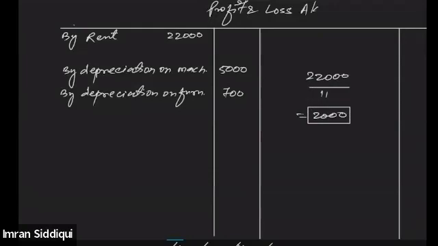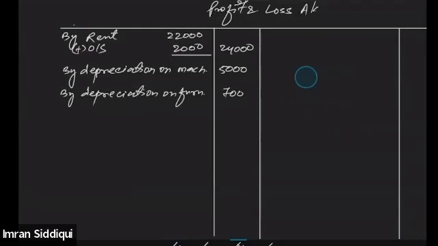All right. So if the rent has been paid in respect of 11 months, that means 1 month rent is still pending. So outstanding rent is 2,000. So the total rent is how much? Total rent is 24,000. All right. Is that clear? Ritika, Vanisha?